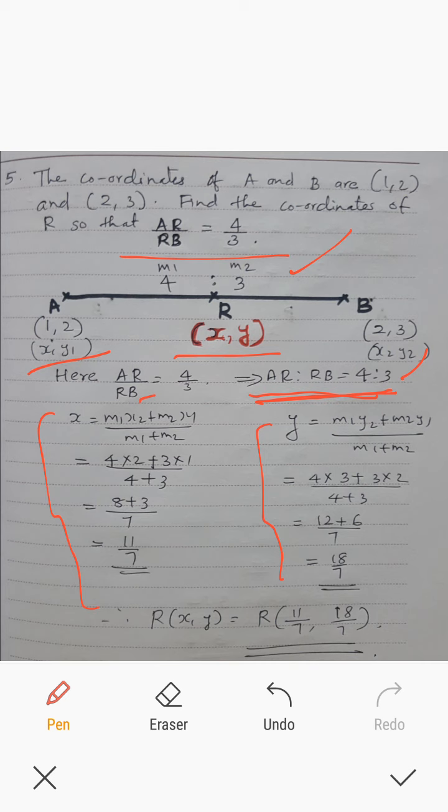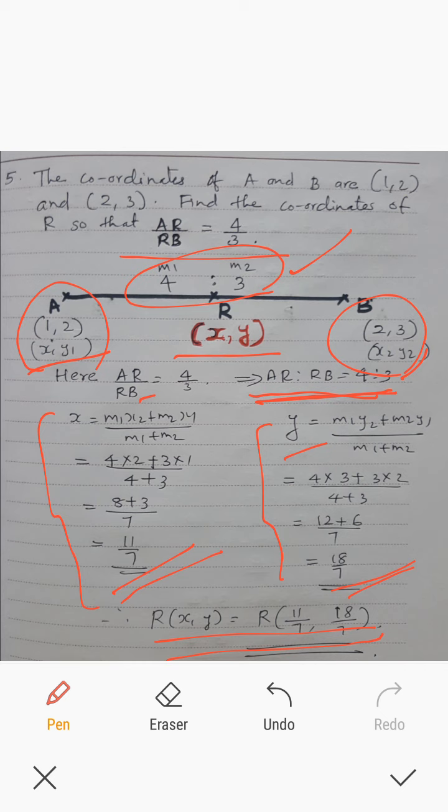Substitute (m1 x2 plus m2 x1) by (m1 plus m2). Substituting and simplifying, 11 by 7. Here y is (m1 y2 plus m2 y1) by (m1 plus m2). x1, y1 is 1 and 2. x2, y2 is 2 and 3. And m1 is to m2 is 4 and 3. Substituting and simplifying, here we get 18 by 7. So the coordinates of R are 11 by 7, 18 by 7.